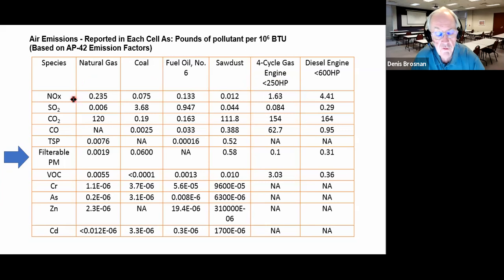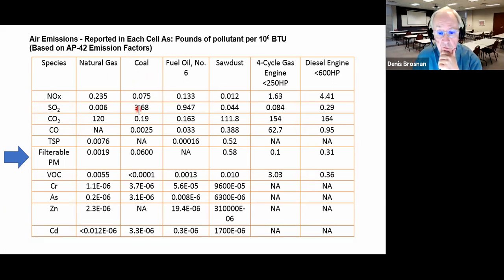But NOx, nitrogen oxides emissions, natural gas is up here at about 0.235 pounds per million BTUs, but look at coal, much lower. That's one of the advantages of coal firing in ceramic kilns, that there are very little NOx emissions, and that could be important in areas where there's a lot of vehicular traffic. We call those attainment areas in the United States. Well, sawdust, another solid fuel, is much less than natural gas. So that was a little bit surprising.